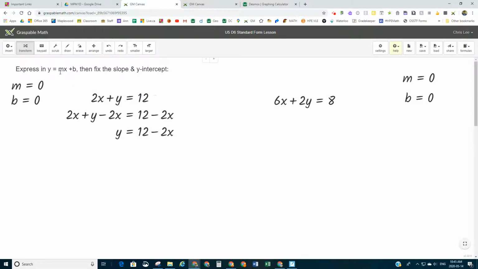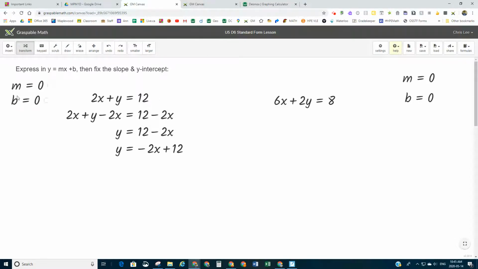But in order to have it in y equals mx plus b, I like to see the x first. So I'm just going to grab this and put the x first. And now it looks like y equals mx plus b. And now that it's in y equals mx plus b, I can quickly read that the slope, the coefficient on x, is negative 2.